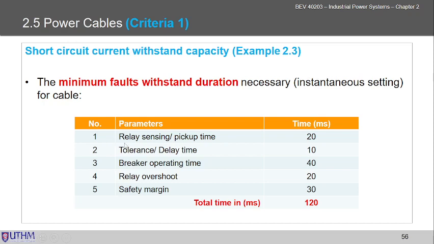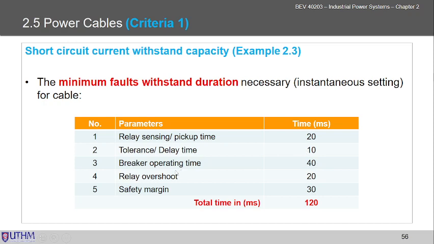The first one, we need to consider the relay sensing. How much time the relay needs to sense, that means the pickup time. We consider 20 milliseconds in this case, which is from the manufacturer. The tolerance delay time is 10 milliseconds. The breaker operating time is very subjective. It depends on the condition of your circuit breaker, as well as the manufacturer's data. The breaker operating time is 40 milliseconds.